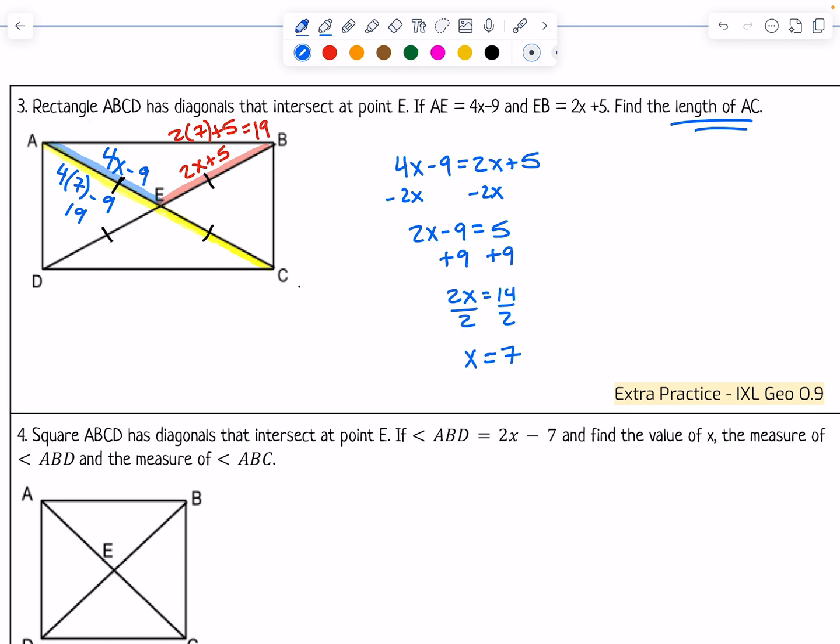And so then AC would just be 2 of those. So we have to say 19 plus 19, or 19 times 2, to get 38 for the length of AC, which is what they wanted.